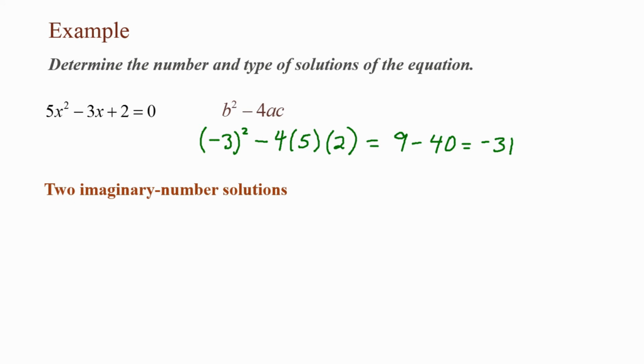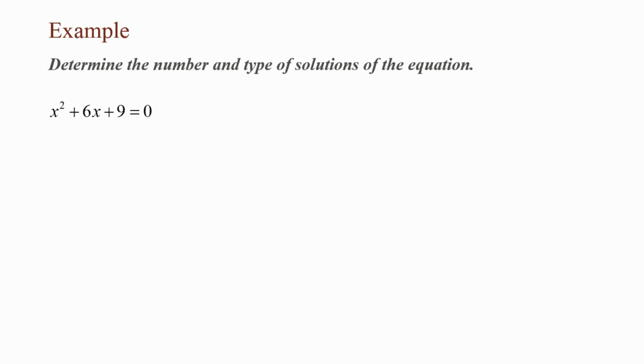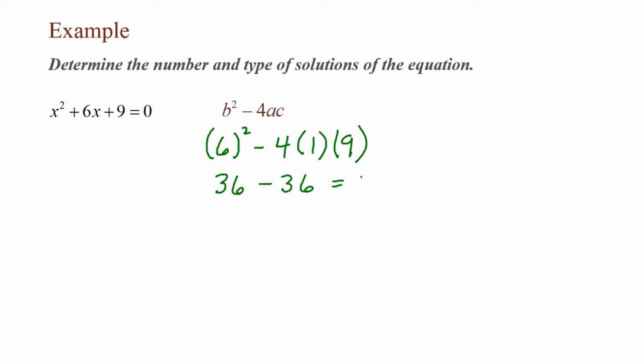Example. Determine the number and type of solutions of the equation x squared plus 6x plus 9 equals 0. So using my discriminant, I want to substitute b squared. B is 6, so 6 squared minus 4 times a, which is 1, times c, which is 9. This gives me 36 minus 36, which equals 0. So I have one real number solution.